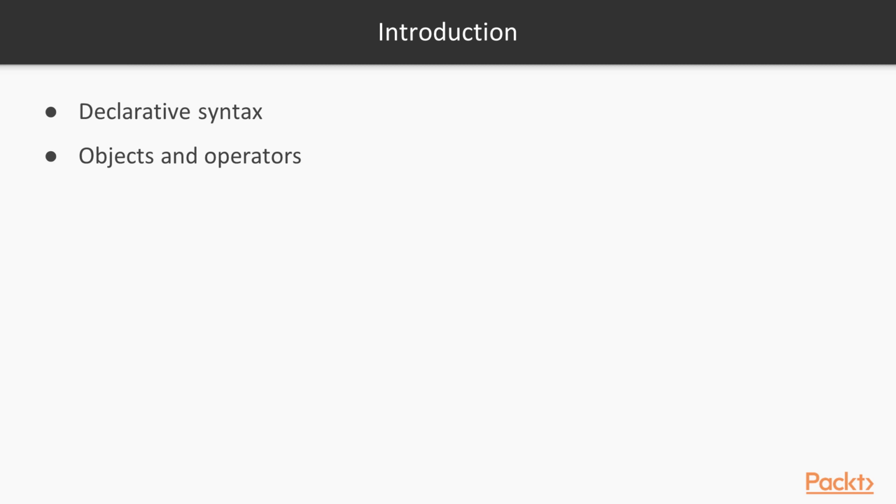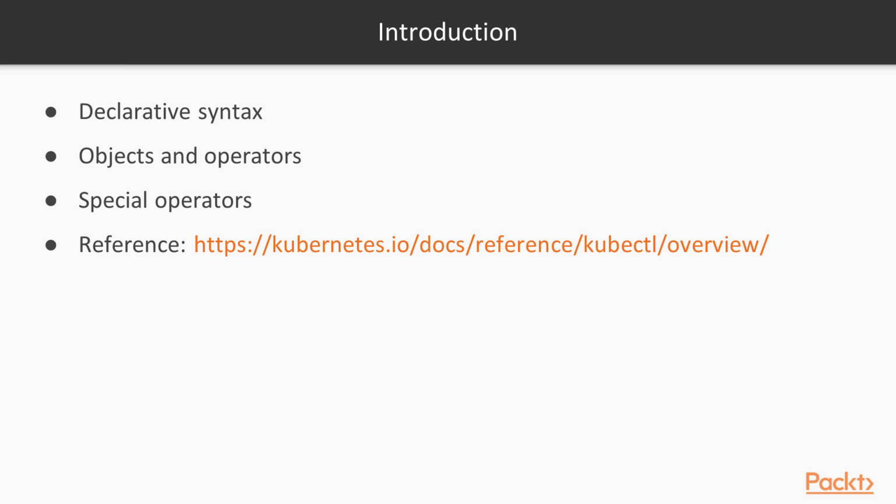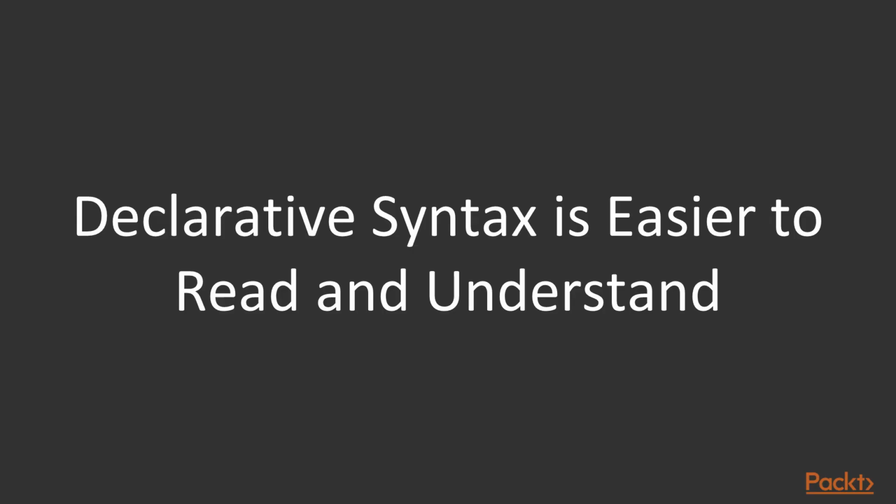There are two key methods of interacting with Kubernetes, and that's through the objects and operators that are involved with kubectl. There are also some special operators that allow you to do certain things to either make it easier on yourself or to filter out specific items that you're looking for. All of these and more can be found on the Kubernetes documentation site in the link seen below. As stated earlier, declarative syntax is easier to read and understand. It makes each command look more like a statement and less like code.